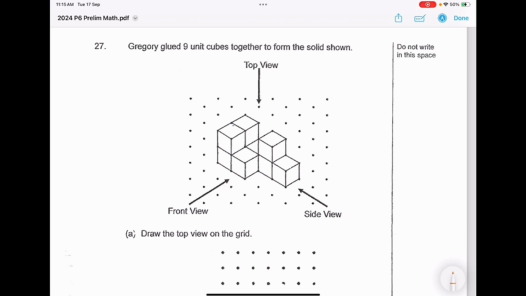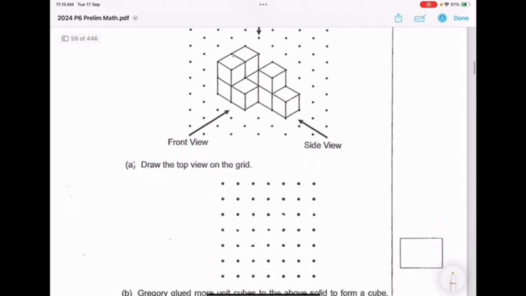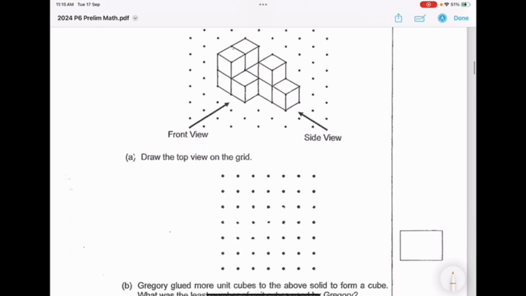Let's move on to question number 27. Gregory glued 9 unit cubes together to form the solid shown. Part A tells us to draw the top view on the grid. Alright, so looking at this figure, what I want to do is to visualize it from the top and to shade just the faces that are exposed from the top view.